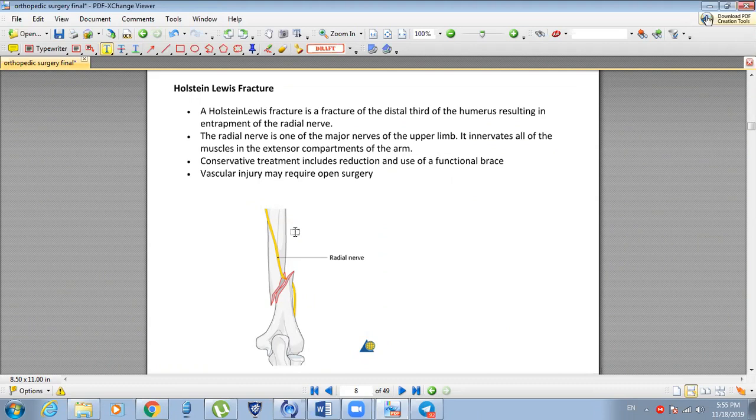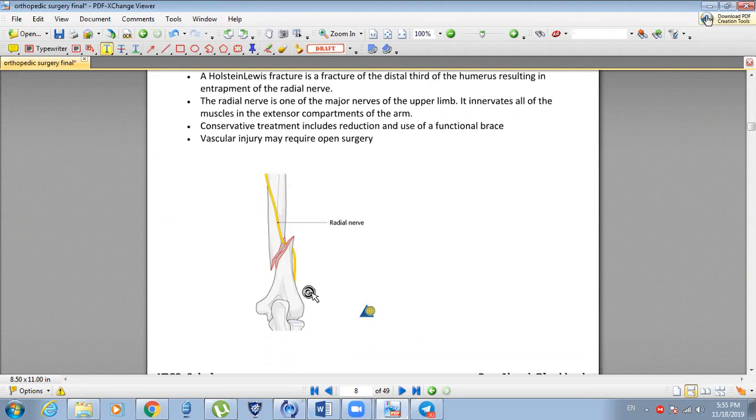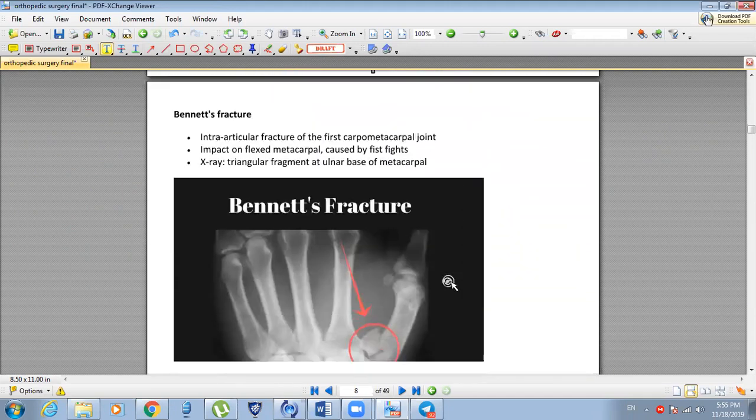About Holstein-Lewis fracture: it is a fracture in the distal third of the humerus and associated with radial nerve entrapment. These are the two pieces of information I want you to know. Holstein-Lewis is a fracture in the distal third of the humerus and highly associated with radial nerve entrapment, and of course radial nerve palsy.